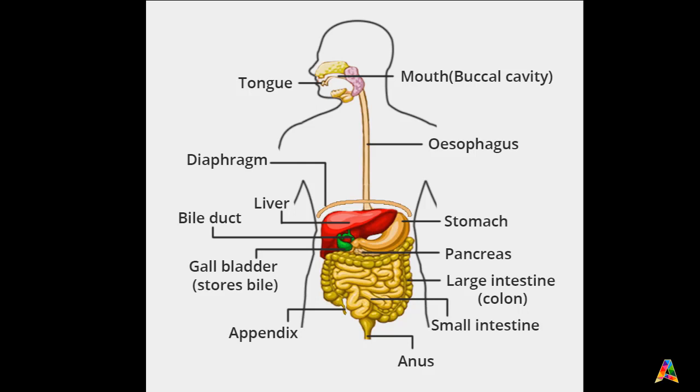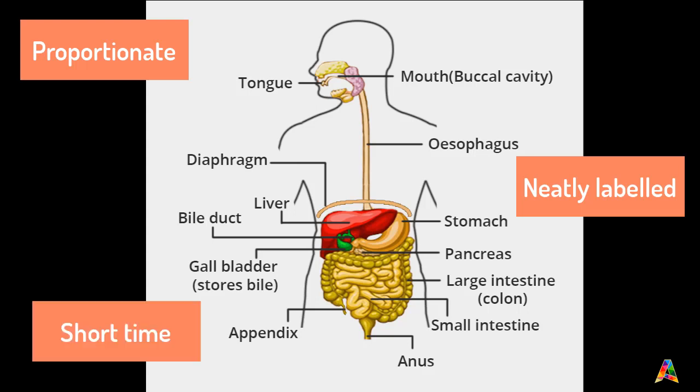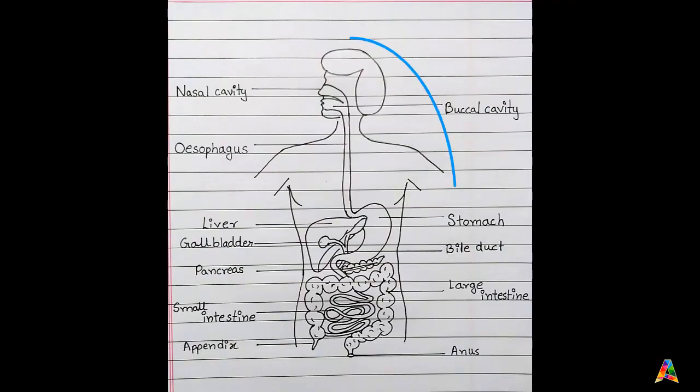In this video, we are going to draw the diagram of human digestive system or alimentary canal, which is proportionate, neatly labeled, and one which we can draw in a short period of time. All you have to do as a student is to pay attention to the details in this video, follow a few simple instructions and practice the diagram. So let us begin. This is the complete diagram that we are going to draw today. Of course, not all of us are very artistic and we get scared looking at such complex diagrams. So let's make it simple by going over it step by step.